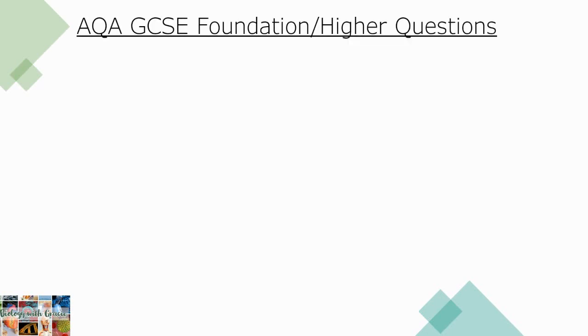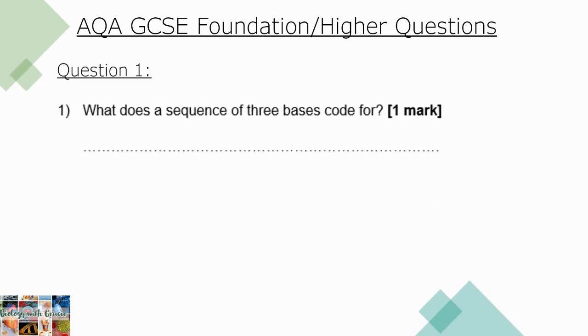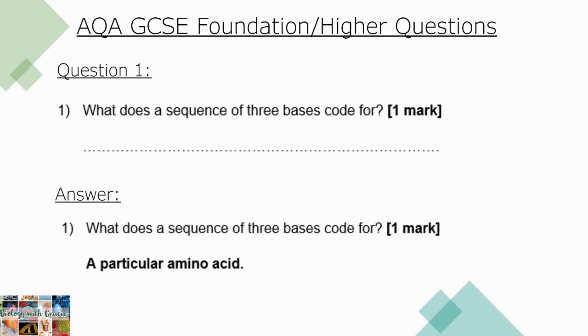Now we're going to move on to some questions based on that information. So the first question is, what does a sequence of 3 bases code for? So we know that in our triplet code, a sequence of 3 bases actually codes for a particular amino acid. So therefore our answer is a particular amino acid or a specific amino acid.